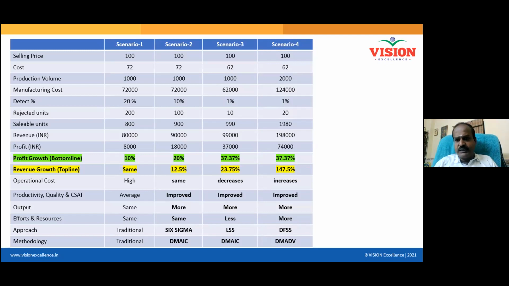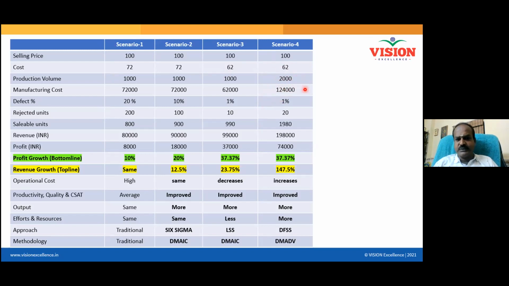Generally, these kinds of initiatives are top driven, whereas the previous two, reducing defects and reducing waste, can be bottom up. You can suggest, and then your management can approve. And now this is a capacity expansion. So these initiatives are generally a top down approach, top driven. So as a result, what happened? Now 2,000 units you are producing.